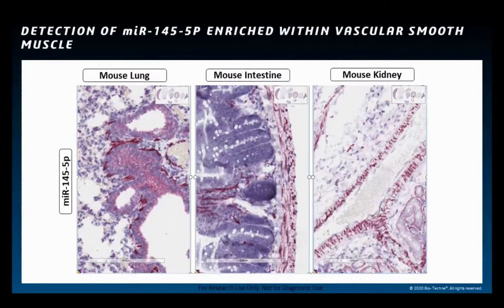Next is the detection of the enriched vascular smooth muscle cell microRNA miR-145-5P. Now, miR-145 is actually a regulator of VSMCs, and it does so by regulating proliferation and migration by targeting two key signaling pathways, SMAD and the TGF-beta signaling cascades. Now, on this slide, we have captured three different tissues to show the specificity of this particular probe. We have the mouse lung on the left, the intestine in the center, and the kidney on the far right. As can be clearly observed, this particular microRNA is quite abundant, but it's also very specific to the smooth muscle cells found in these different mouse tissues.